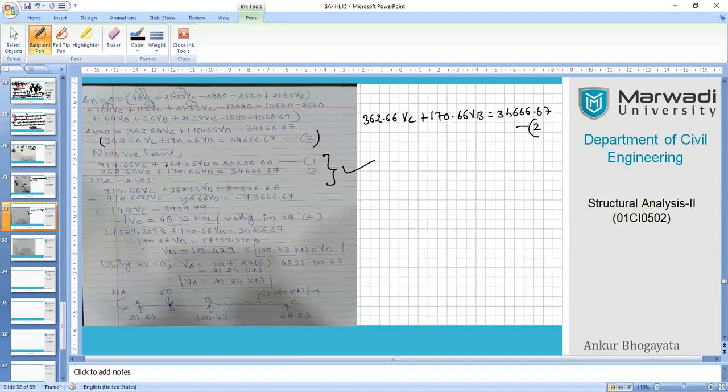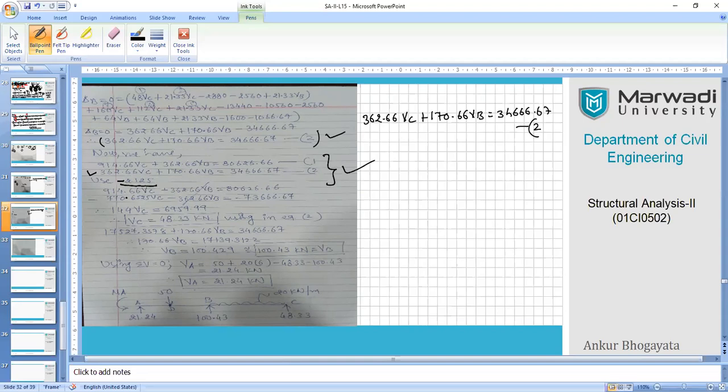914.66 VC plus 362.66 VB equals 80,626.66. And the second equation we have just now obtained for delta B is 362.66 VC plus 170.66 VB equals 34,666.67. Now, if I multiply equation number 2 by this term 2.125, and if I use it as a negative term, it will give me the chance to cancel this VB, right?